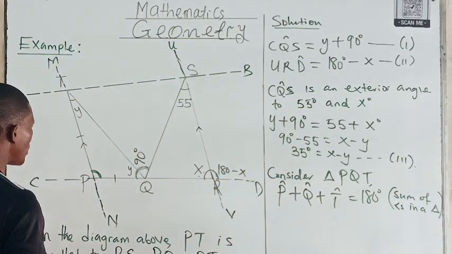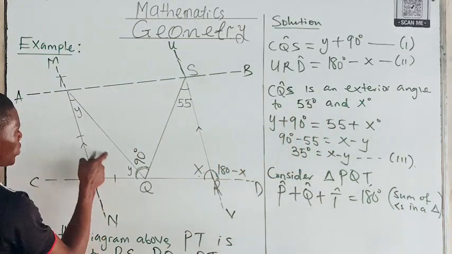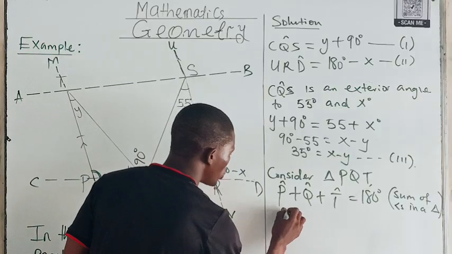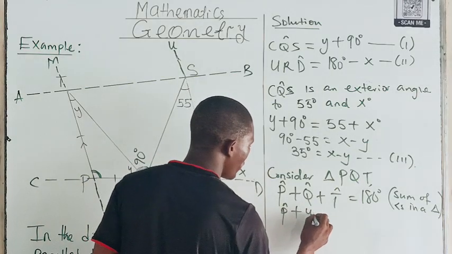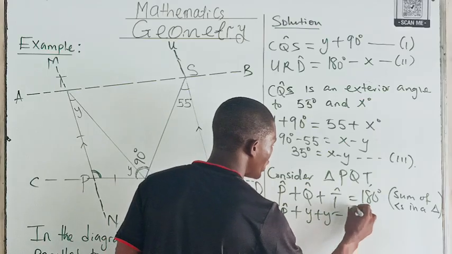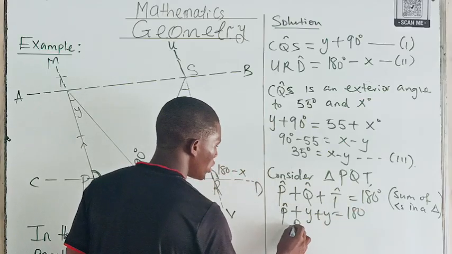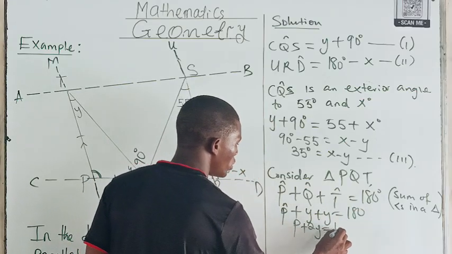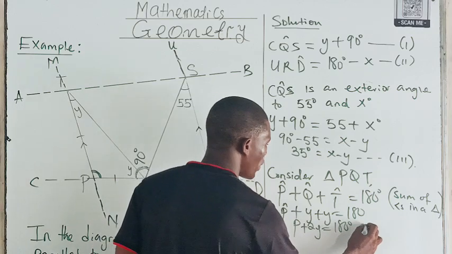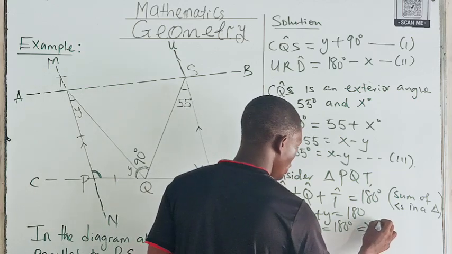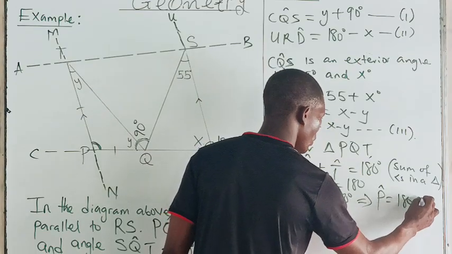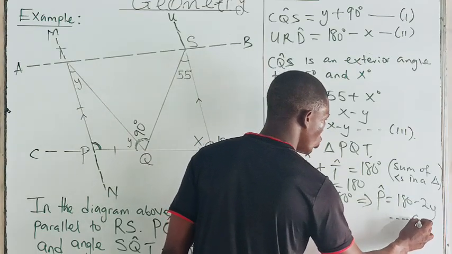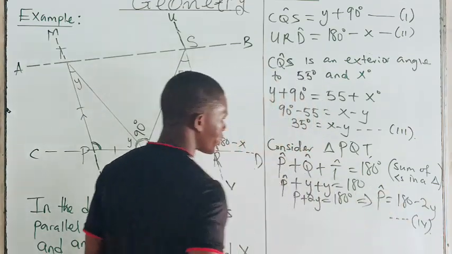That is that. So that means we don't know this place P, we know this place and this place. That means P is unknown, plus y plus y equals 180. So P plus 2y is 180 degrees. This implies that P equals 180 minus 2y. Let's call this equation 4.